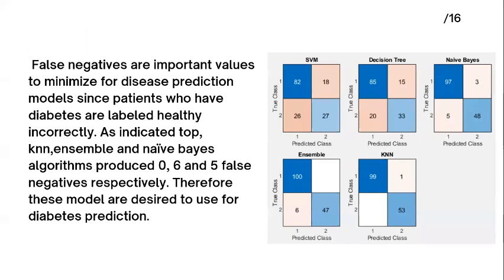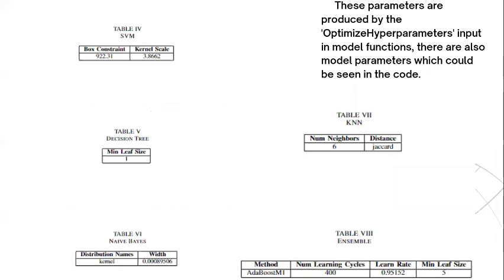Also, confusion matrices are extracted. False negatives are important values to minimize for disease prediction models, since patients who have diabetes are labeled healthy incorrectly. As indicated here, KNN, ensemble, and naive Bayes algorithms produced 0, 6, and 5 false negatives respectively. Therefore, these models are designed to use for diabetes prediction. And here, optimized hyperparameters are shown in tables for each model.